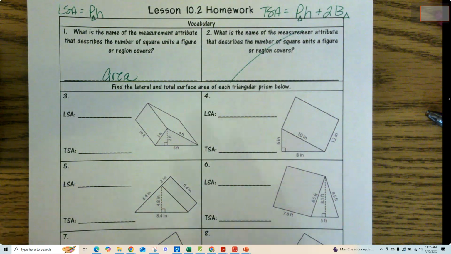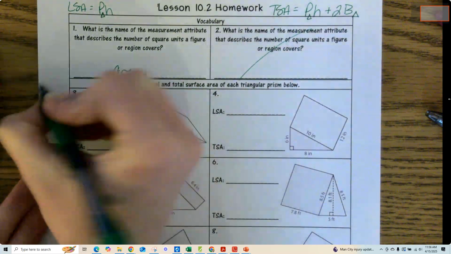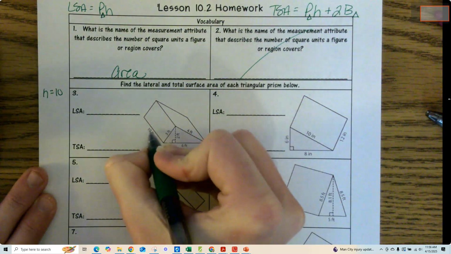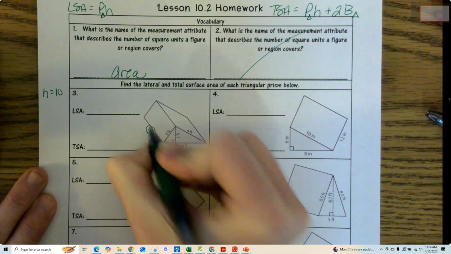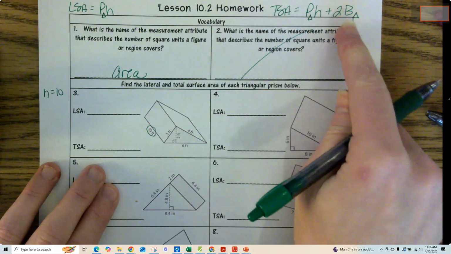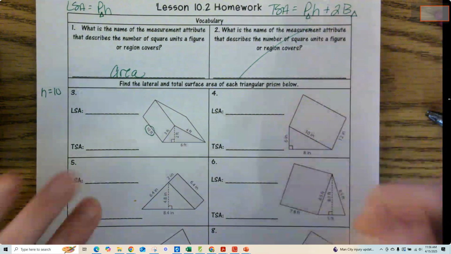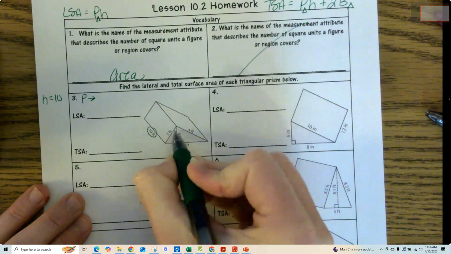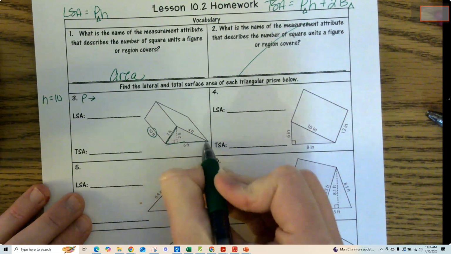With triangular prisms, it's easier if you pick out the height of the entire figure. So on number 3, what's the height of the entire figure? 10. So that's our height, okay? We're not going to use that. Once we use that for that height, we're not going to use it for the perimeter or the area of the base, okay?